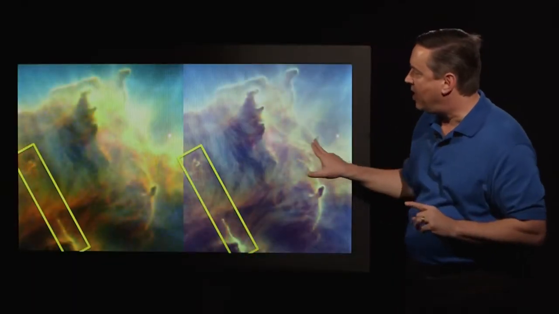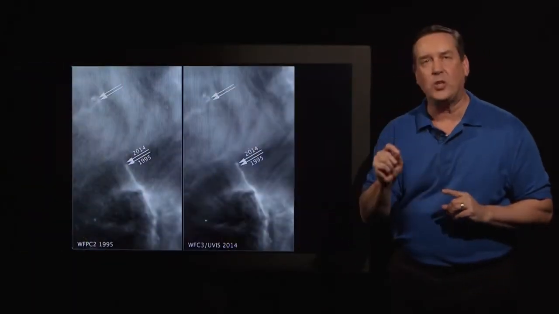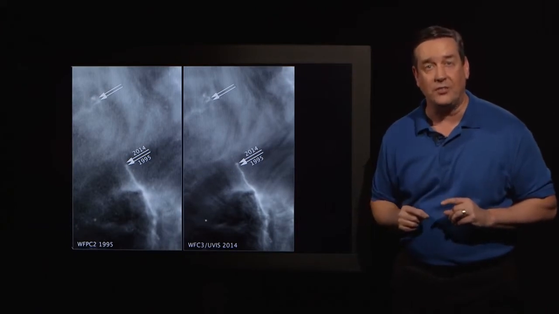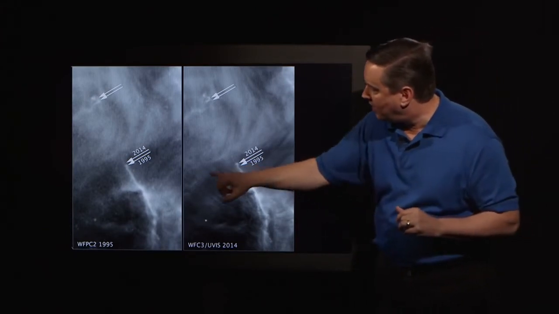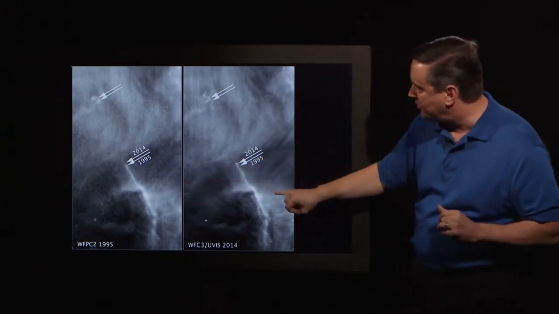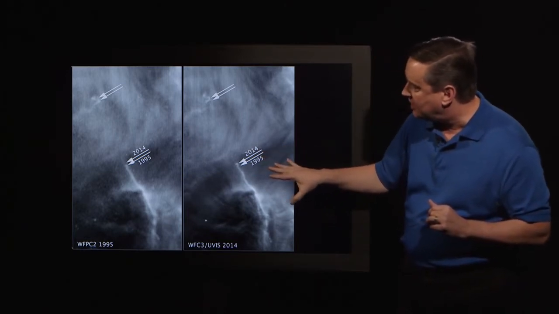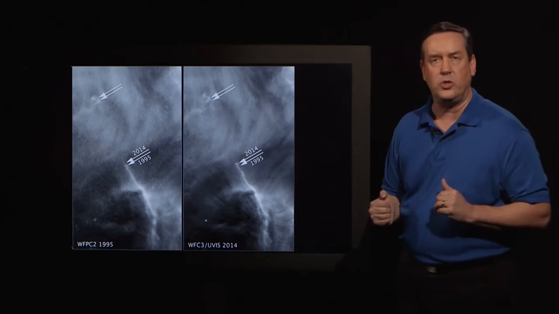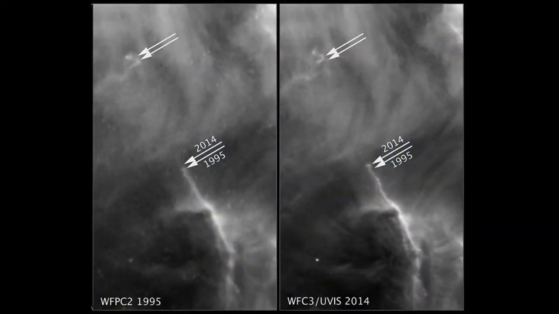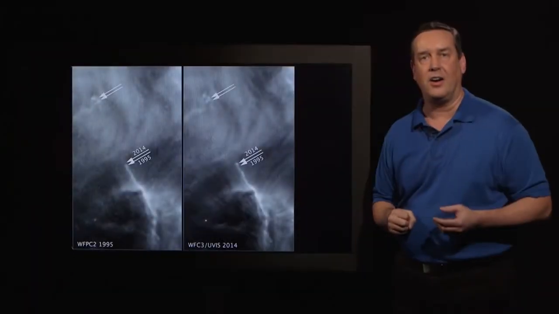And if we compare them carefully, we can actually see the motion of those jets. So here is the 1995 image and the 2014 image, and the arrows indicate the end of the jet between those two epochs. Over 19 years, that jet traveled 60 billion miles. Not much changes in a human lifetime in the universe, but here we can actually observe something changing on our timescales.